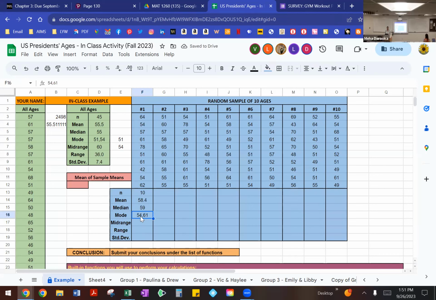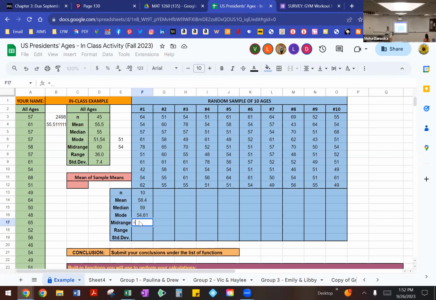So it's okay if you don't end up using the function in there and typing, because I can always figure that out by using the function itself. But you want to make sure you're using the multiple modes so that it automatically shows you what numbers were occurring the most often. For mid-range, this is where you didn't have a built-in function.